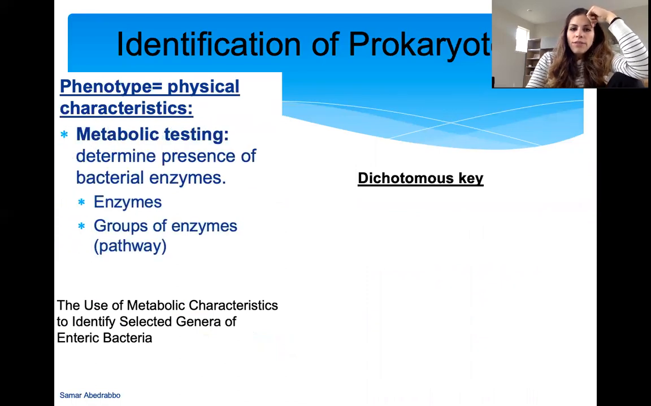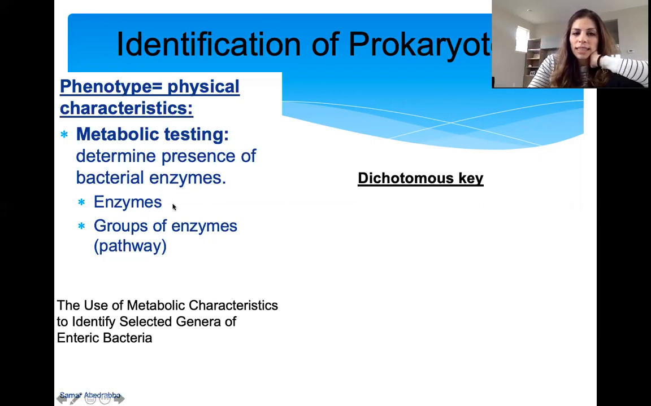So phenotype, another thing you could do to identify bacteria is metabolic testing. When we did metabolic testing, remember, you look at tubes, you see, did a color change happen? Is there a clearing on the plate? So it's different types of tests that you can see to see whether enzymes are present or not. And remember, these are all things that you can judge with your eyes.